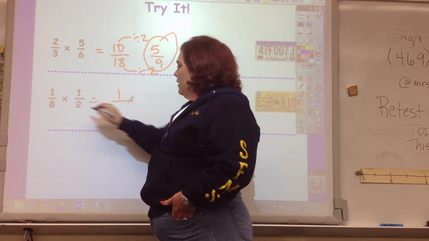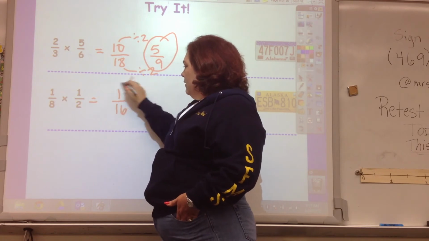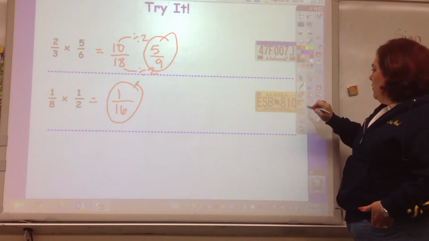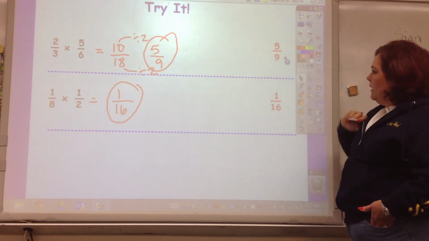1 times 1 is 1. 8 times 2 is 16. It's already simplified. 1 can't go any smaller. So let's make sure that we have the right answers, and we do.